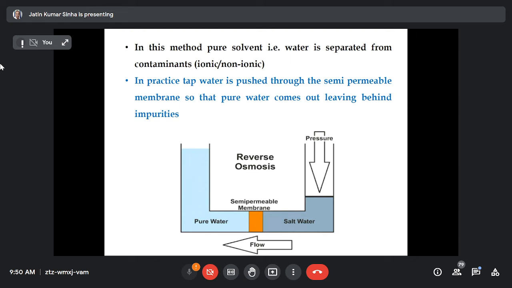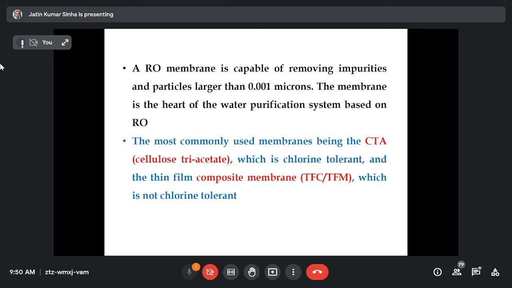Now, the main component of reverse osmosis is the semi-permeable membrane. Depending on what type of particles are present in your water bodies, different types of semi-permeable membranes are used. These are typically in the range of, it's not 0.001, it is 0.01 actually, and these are basically the CTA based semi-permeable membranes.